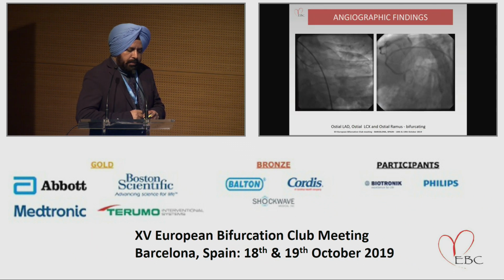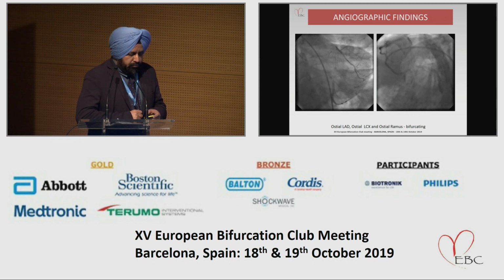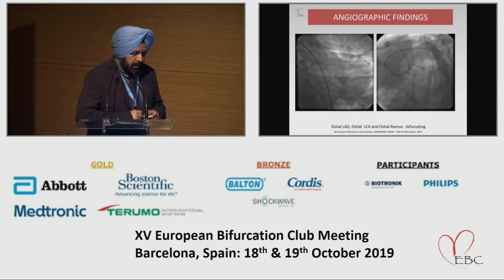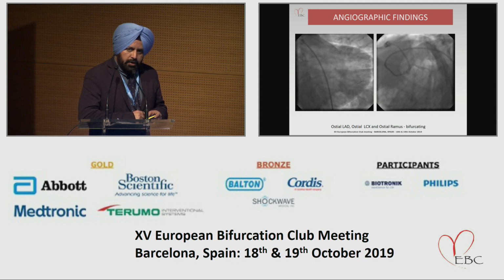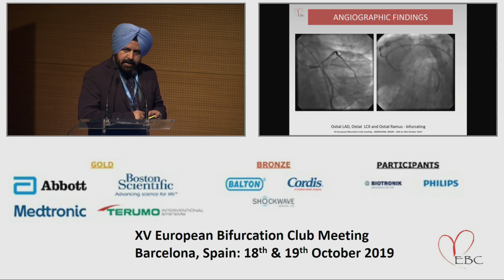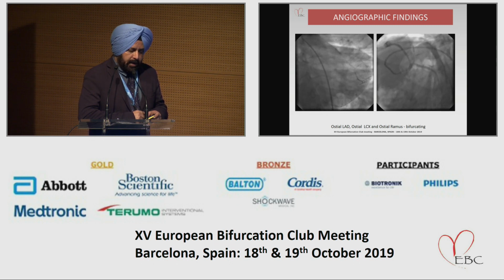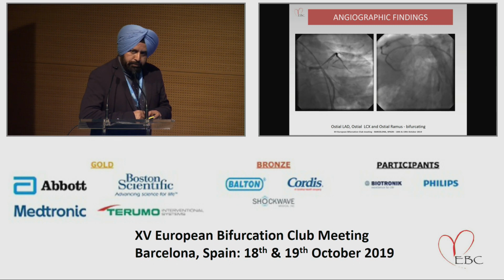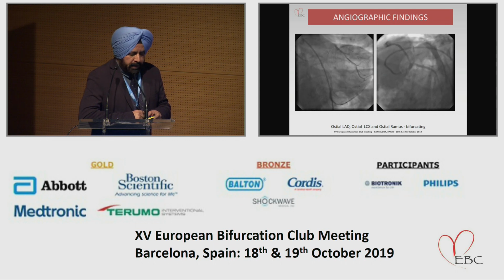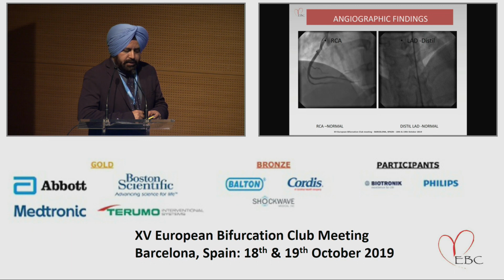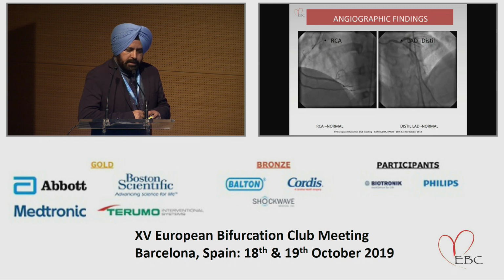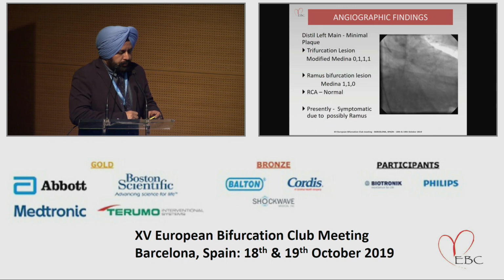We did the angiogram, which showed distal left main is minimal plaquing or almost normal, and there is a trifurcation lesion in the distal left main with involvement of ostial LAD and ostial LCX, and there is a critical lesion in the ramus, which is bifurcating and looks sizable and larger branch. RCA was normal. Distal LAD is again normal.